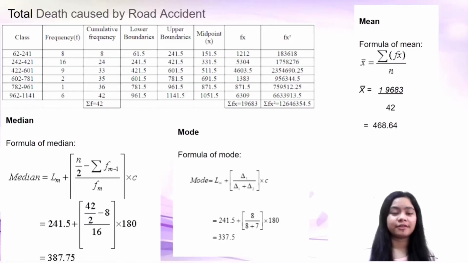Same for the total deaths caused by road accidents. We also need to find out the mean using the formula, and the solution should be 468.64. And for the median, we should also use the formula of median to find out the solution, and the answer should be 387.75. And next is mode. By using the formula of mode, we calculate that the solution of mode is 337.5.